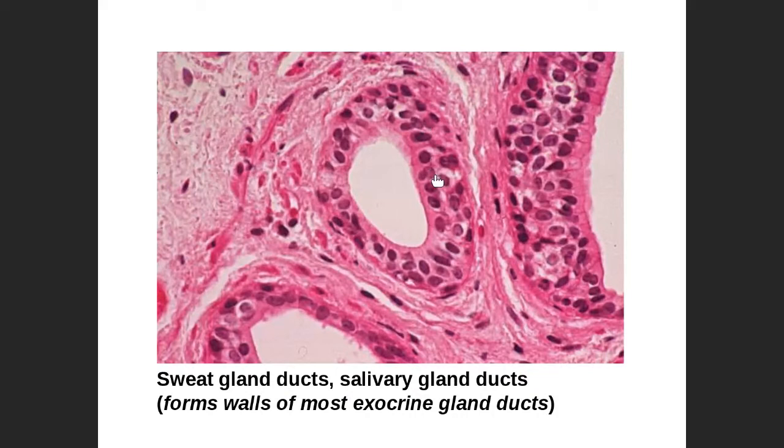Again, stratified cuboidal helps with structural components of the glands in your body. So we're going to see this in the sweat gland ducts and the salivary gland ducts.